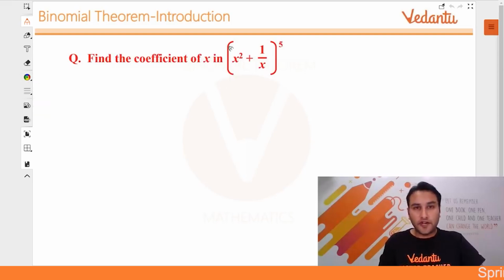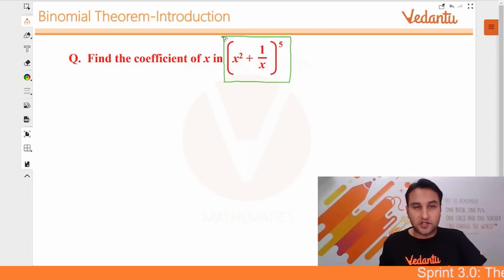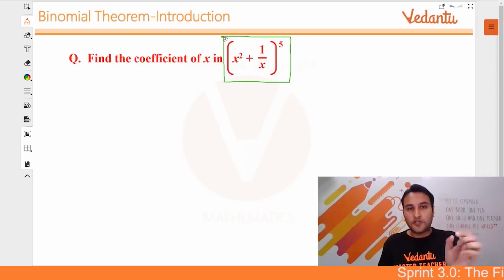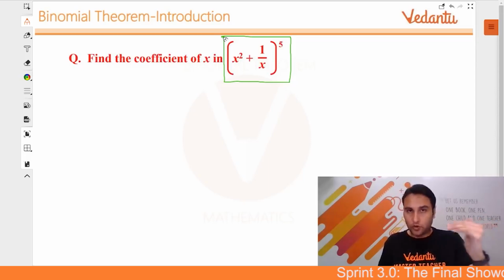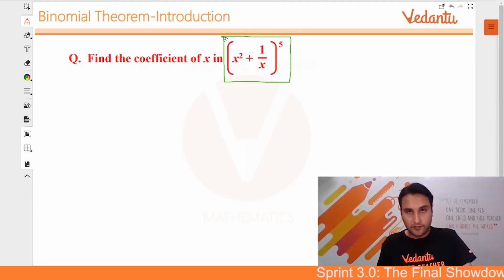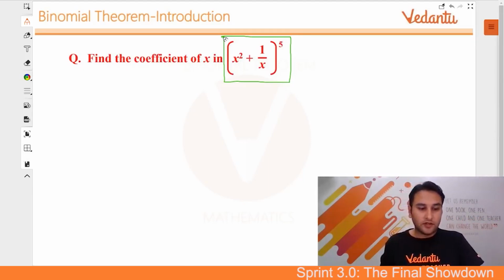Find the coefficient of x in this. Can you find the coefficient of x in this? These are very common types of problems in JEE. The type of problems are coefficient of x की power something. At times they ask what is the term independent of x. I'll go to those kind of problems now. Okay, so let's solve one problem.